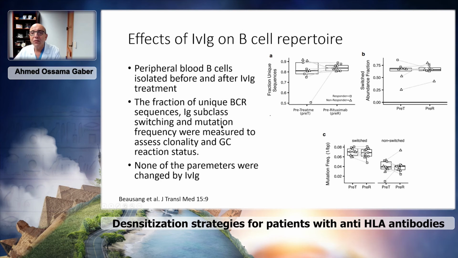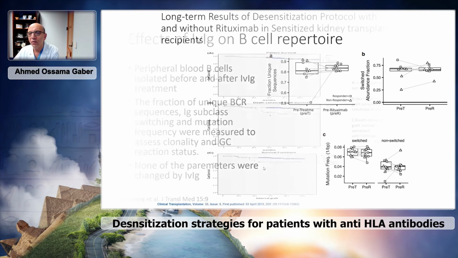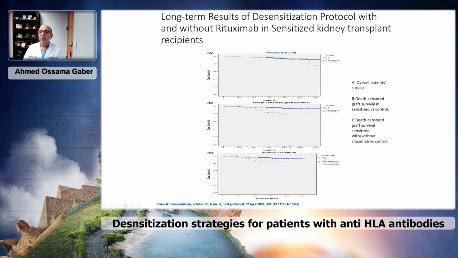So if we go back to the IVIG, as I said, we're not sure of the mechanism. It doesn't affect the IgG subclass switching, the mutation frequency. So it doesn't really act on the IgG itself. It just downregulates the inflammatory response around IgG. Now, if you desensitize patients with or without rituximab, you see a significant difference, both in the graft survival and in the patient survival. So rituximab is very important. We shouldn't do plasmapheresis and IVIG alone.